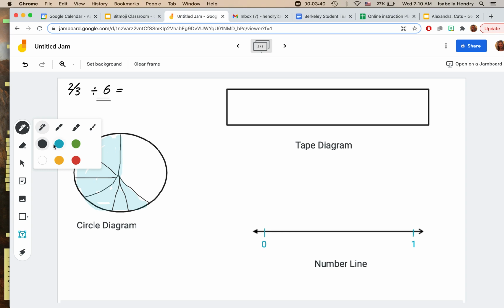Now I have to think in terms of the whole circle. So if I make the same number of pieces in each part of the circle, I made 3, 6, 9 pieces. So 2/3, if I divide it into 6, one of those 6 pieces is 1/9.